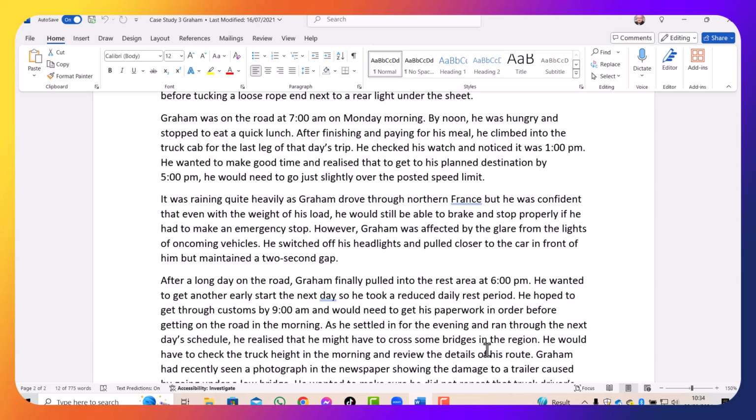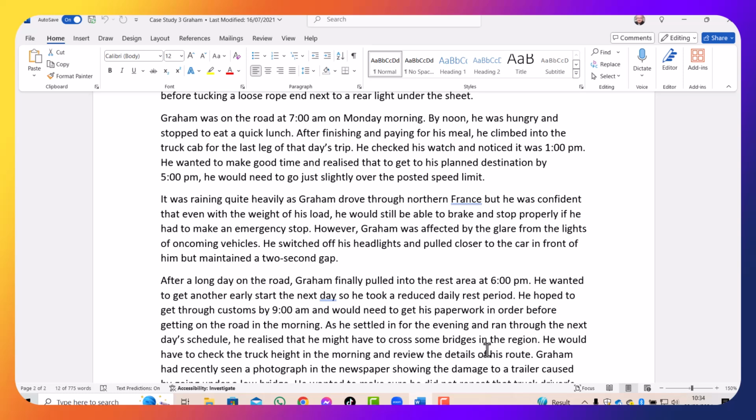After finishing and paying for his meal, he climbed into the truck cab for the last leg of the day's trip. He checked his watch and noticed it was 1 p.m, so he took a nice hour break. Lovely. He wanted to make good time and realised, well, maybe taking an hour's break is making good time. He wanted to make good time and realised to get his planned destination by 5 p.m, he would need to go slightly over the posted speed limit. Yeah, exactly, ridiculous.